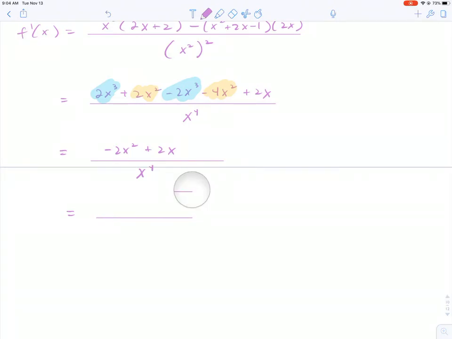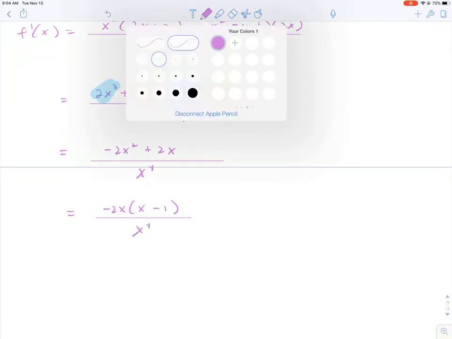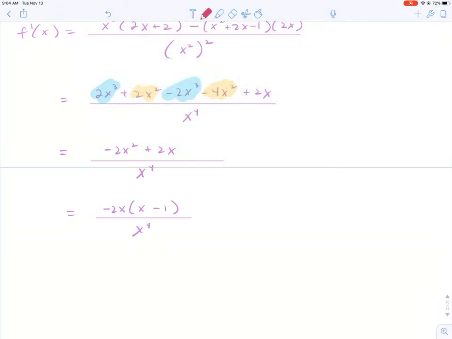Now this would all depend, like you could be done, but it depends on what you're trying to match your answer to. So if we factor out a negative 2x in the numerator, then we'll have x minus 1. So negative 2x times x minus 1 over x to the fourth. Where now, this x can cancel with one of the x's in the denominator. I'll pull the negative out front. Just think it looks nicer. So negative 2 times the quantity x minus 1 over x cubed.